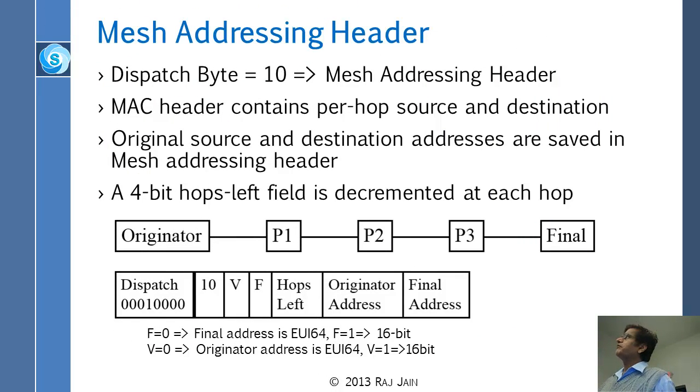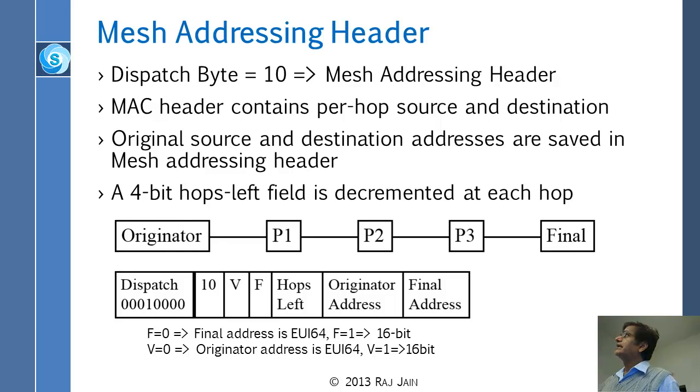So one of the problems with the mesh is that you need 4 addresses. You need the original address, the final destination address, and you need these intermediate addresses. When a packet is traveling from P1 to P2, it will say I am going from P1 to P2, but it is really not going from P1 to P2, it is going from O to F. Right? Actually the same problem happens in Wi-Fi if you have multi-hop.